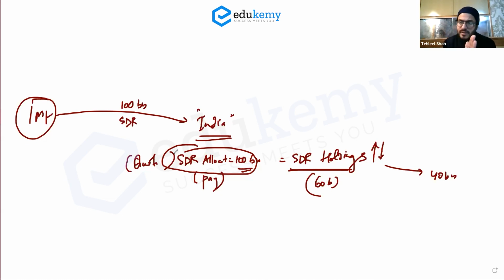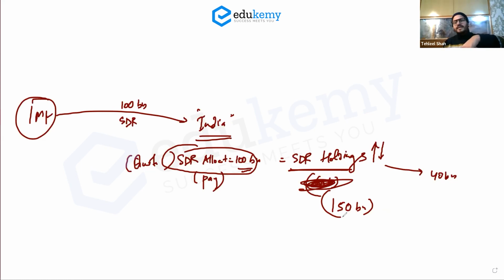Then you can earn some SDRs from other countries. You can purchase some SDR. Let's say India has an SDR allocation of 100 billion, but India wants more. India purchased some from Sri Lanka, Afghanistan, and Pakistan. India now has an SDR holding of 150 billion. तो 150 billion की holding है. Allocation सिर्फ 100 का है.